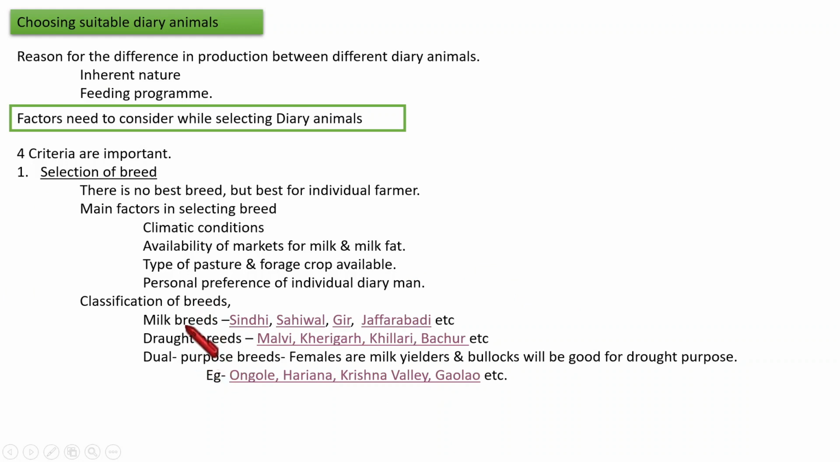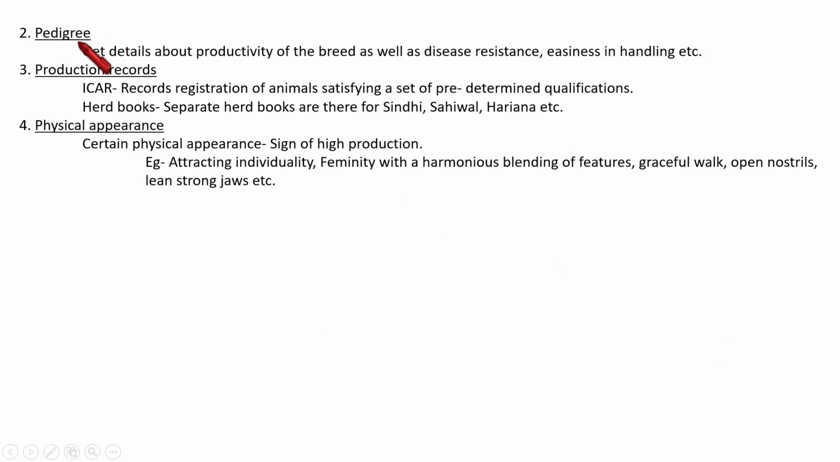Next criteria that we need to consider while choosing a breed is its pedigree, its ancestral history. As we understand the pedigree of a particular breed, it will clearly indicate the productivity of that breed as well as its disease resistance and ease of handling. Everything will be clear to us if we analyze the pedigree of a particular breed. The next criteria is to analyze the production records.